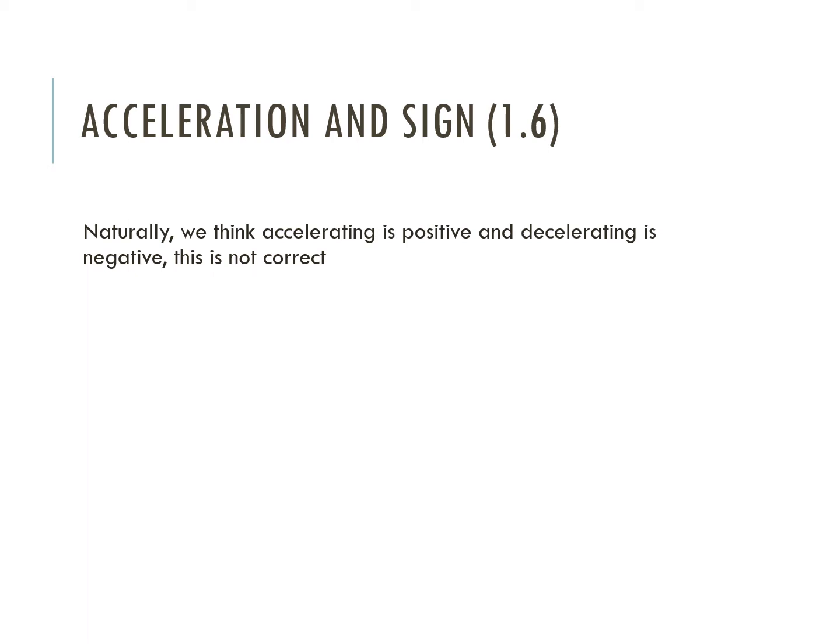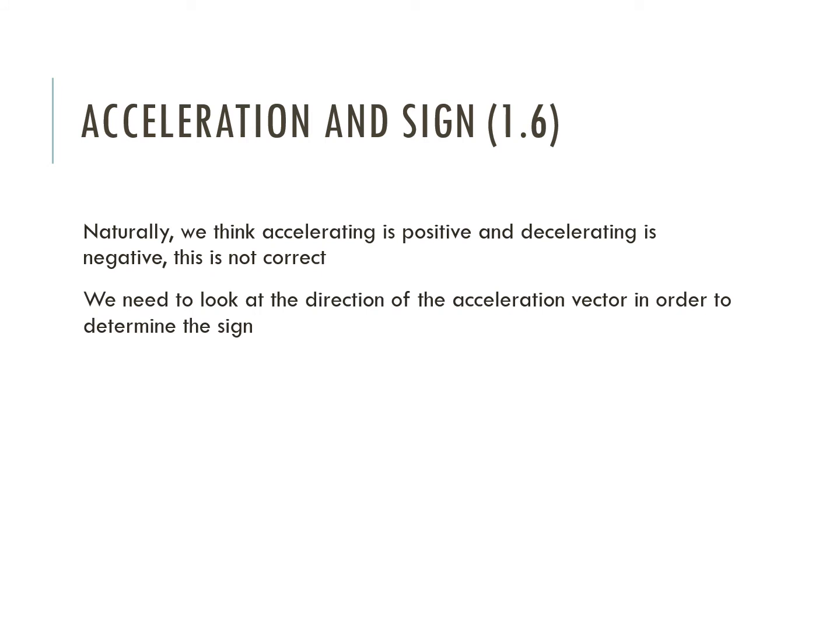In physics, decelerating does not have to be negative, and accelerating does not have to be positive. The direction of the acceleration vector is what is going to be used to determine the sign. So if we're speeding up in the negative direction, our acceleration value is negative, because the acceleration vector would be pointing to the left.